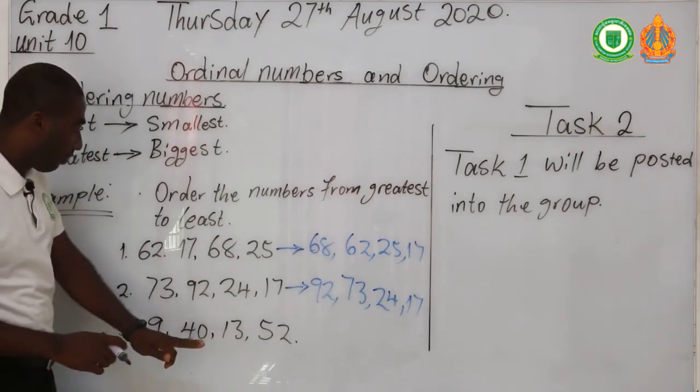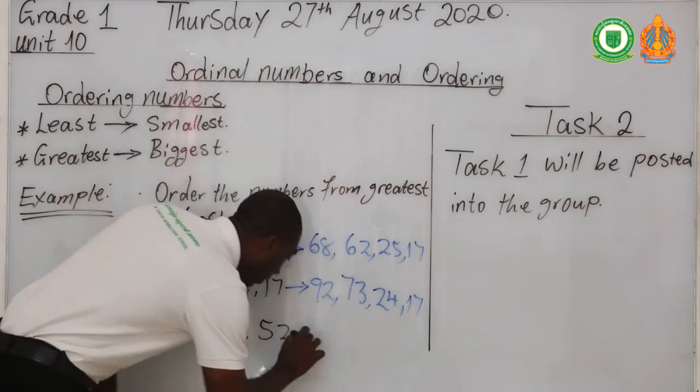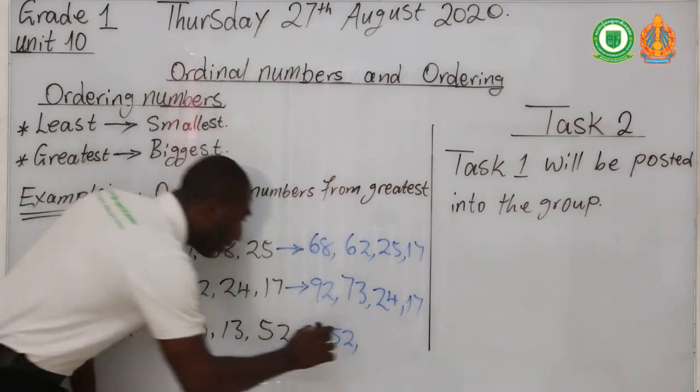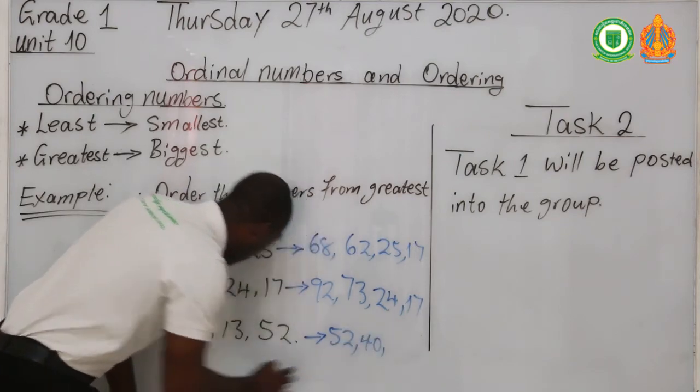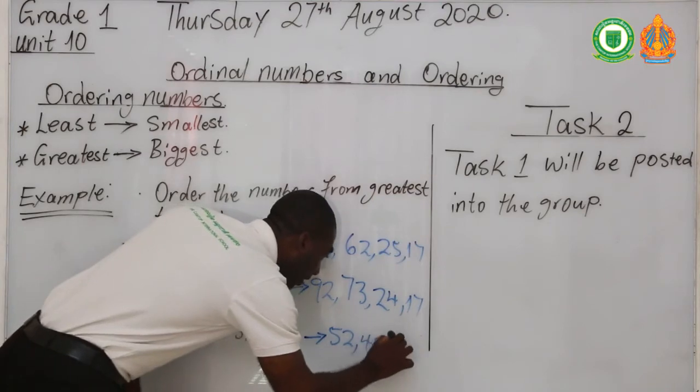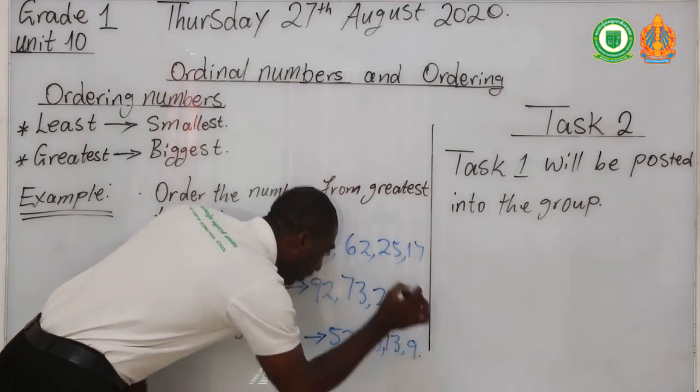The last one we have is 52, and then we move to 40, and then we have 13 before 9.